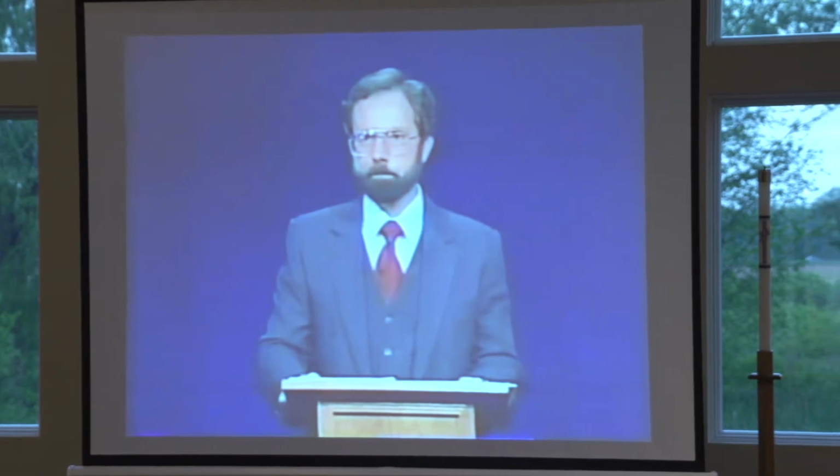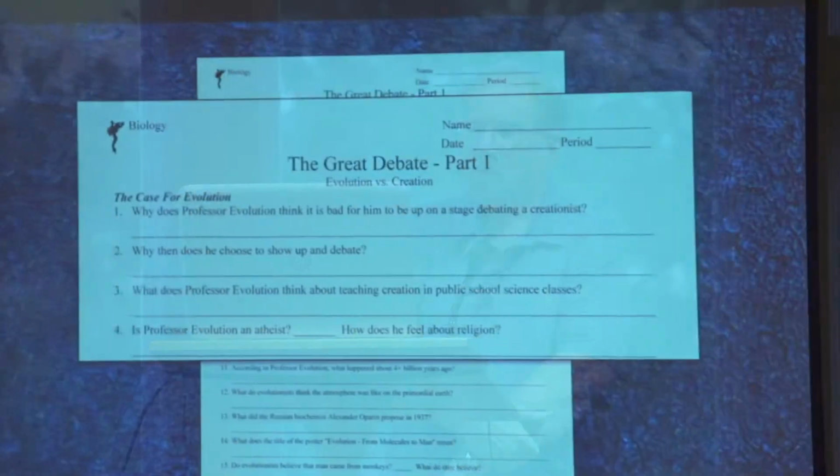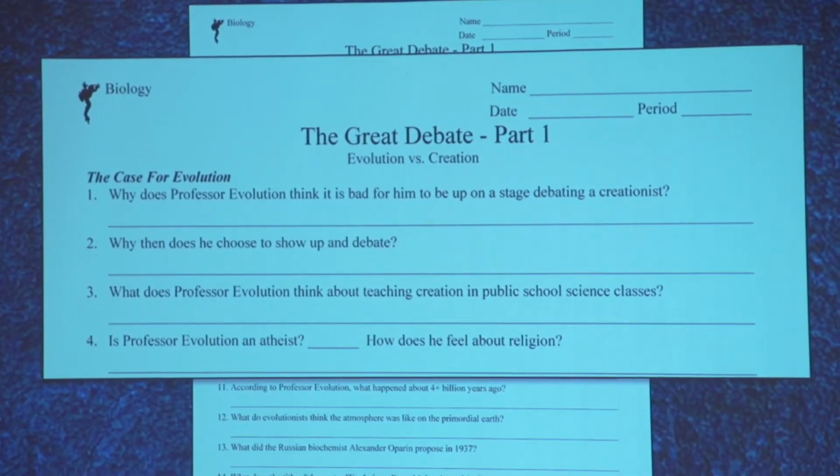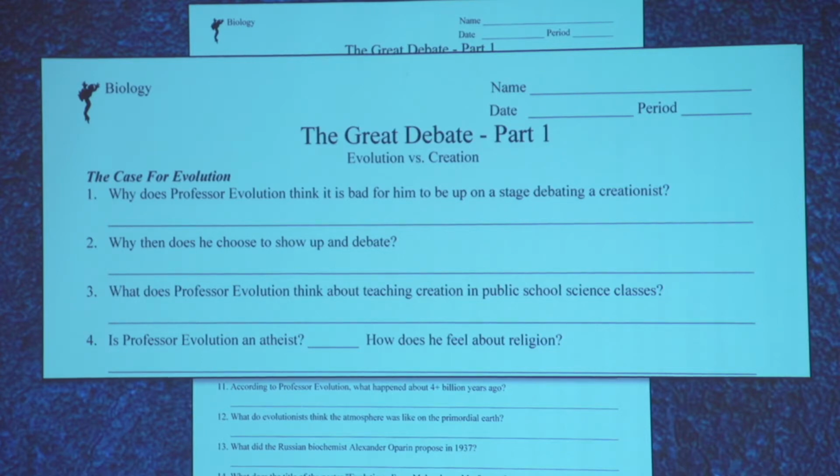Where did Mondy get these arguments? Going to debates and reading evolutionists or what they say. And so the students would fill out the Great Debate Part 1, which is from Professor Evolution. It's about 25 minutes. And then they would answer questions such as, why does Professor Evolution think it's bad for him to be up on stage debating a creationist? The student should have an answer for that. Why then does he choose to show up and debate?